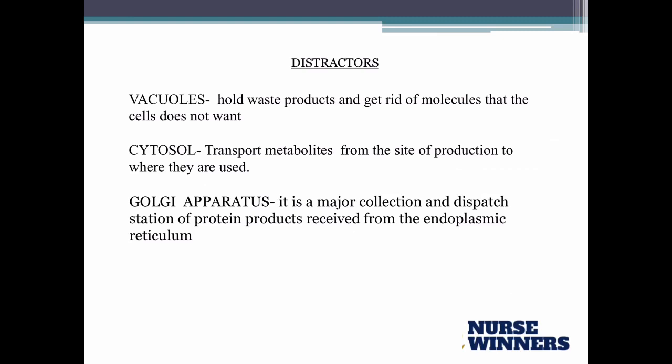Distractors. Vacuoles. It holds waste products to get rid of molecules that the cells do not want. Cytosol. It transports metabolites from the site of production to where they are used. Golgi apparatus. It is a major collection and dispatch station of protein products received from the endoplasmic reticulum.